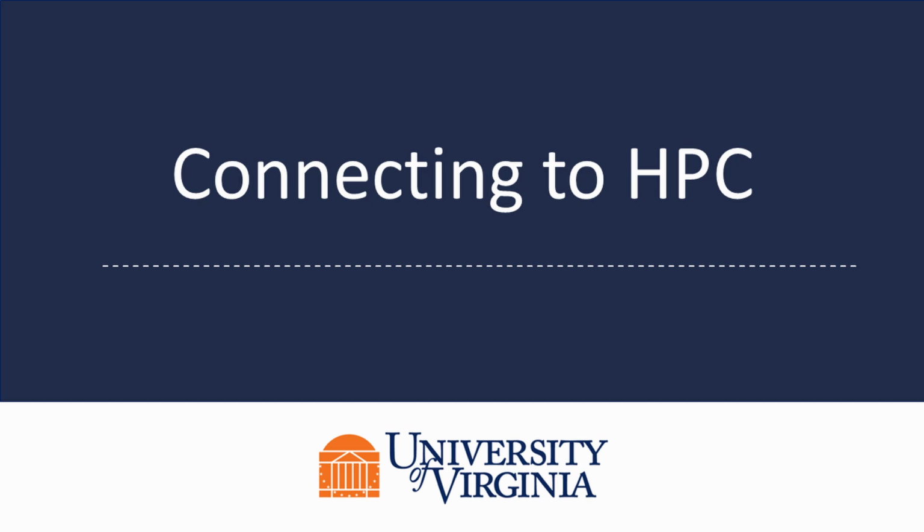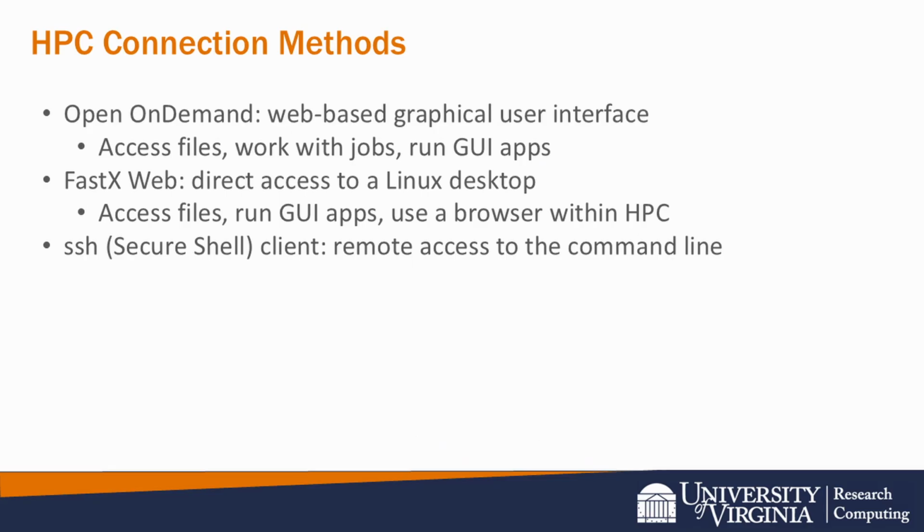In this module, we will cover 3 different ways to connect to the HPC system at UVA. The first method is Open OnDemand, which is a web application accessed through a web browser. From there, you can manipulate files, work with jobs, and use a host of different GUI applications.